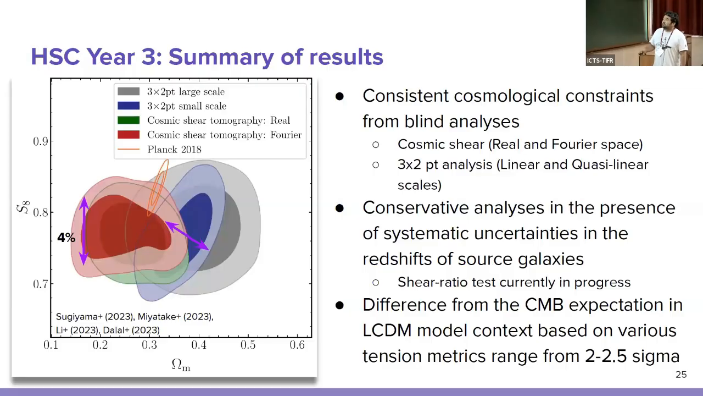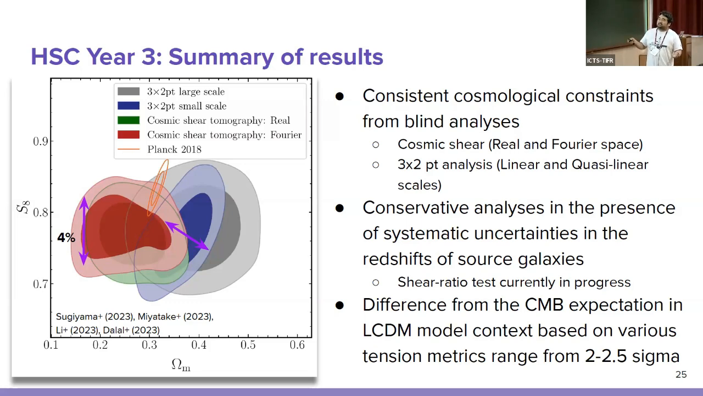Okay, let me summarize all the results. This plot shows the results from the HSC 3x2 point large scale. I didn't explain this, but in gray and blue is the small scale analysis of 3x2 point. Green is the cosmic shear in real space, and red is the cosmic shear in Fourier space. They match with each other quite well.